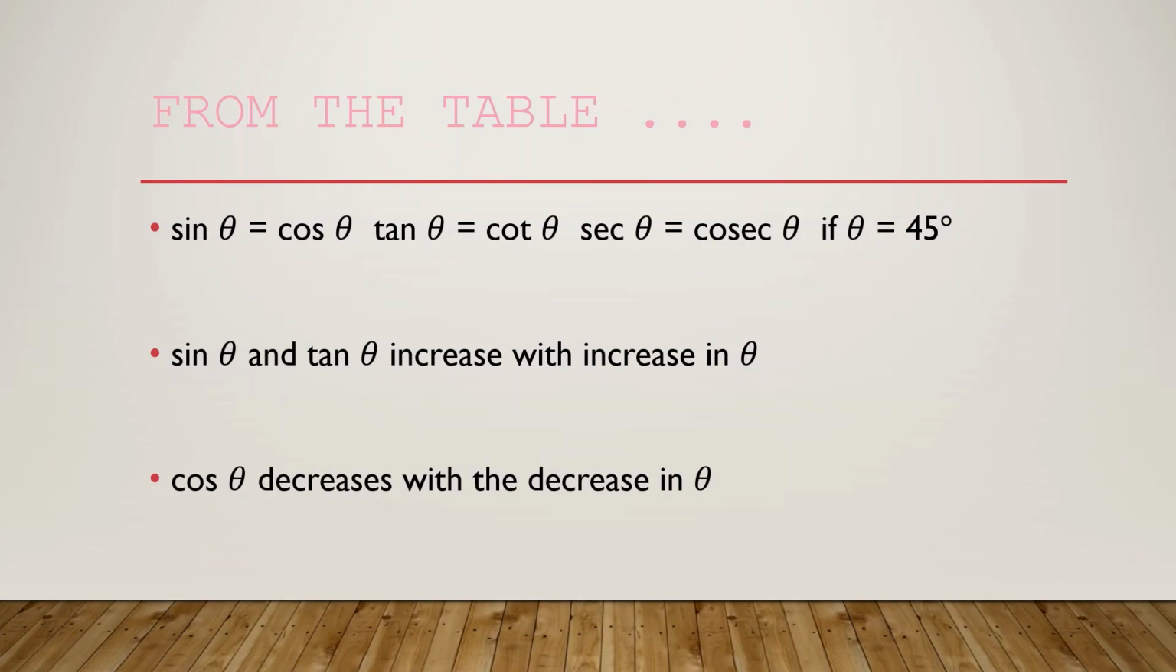From the table, it is clear that sin theta is equal to cos theta, tan theta is equal to cot theta, and secant theta is equal to cosecant theta if theta is equal to 45 degrees. That is, for angle 45 degrees, sin theta is equal to cos theta, tan theta is equal to cot theta, and secant theta is equal to cosecant theta. Secondly, sin theta and tan theta will increase with the increase in the theta value. Cos theta decreases with the decrease in the value of theta.